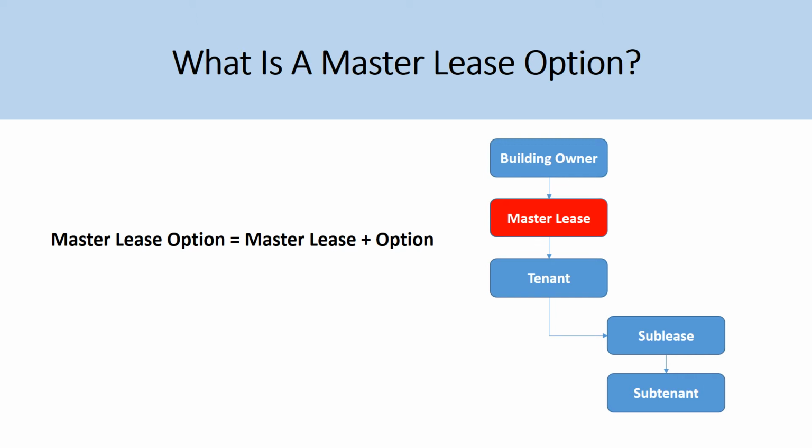And so the option is that you can purchase that property at a later date. So that is what a master lease option is. And I think the best way to understand that is to go through examples. And so we will go through a real world example.